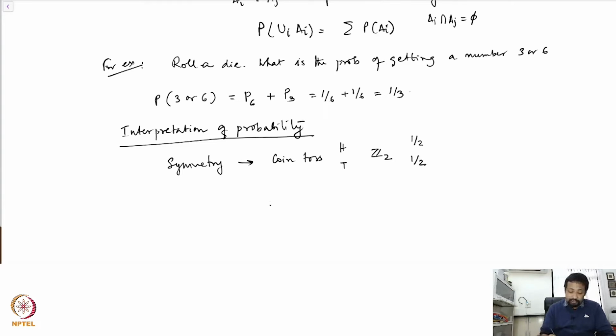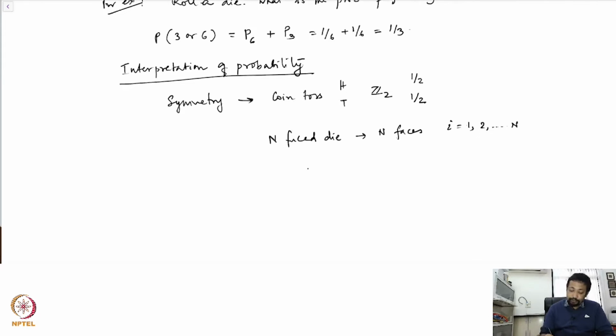A similar argument is, let's say, an n-faced die. In an n-faced die there are n faces, and if it's a fair die then all of these faces are equally likely to appear, so the outcomes are i equal to 1, 2 all the way up to n, and this is also your sample space. Therefore the probability p_i of getting a face with number i is equal to 1 by n. So this is clearly based on symmetry.